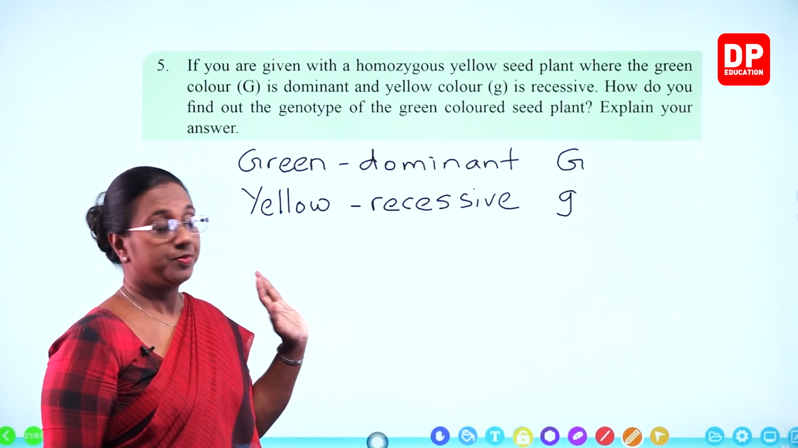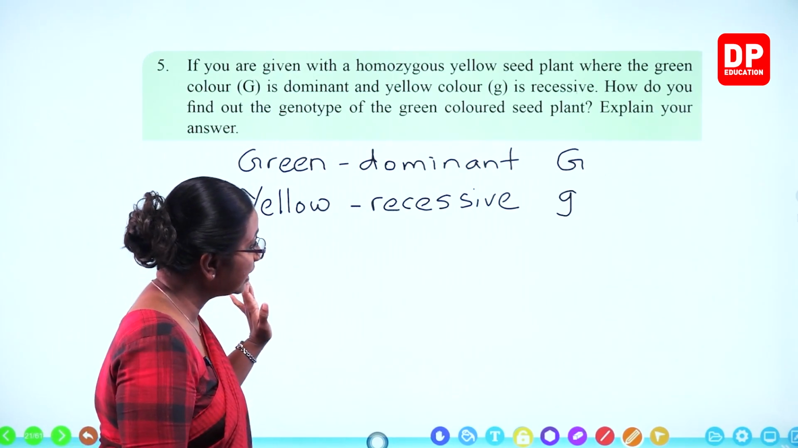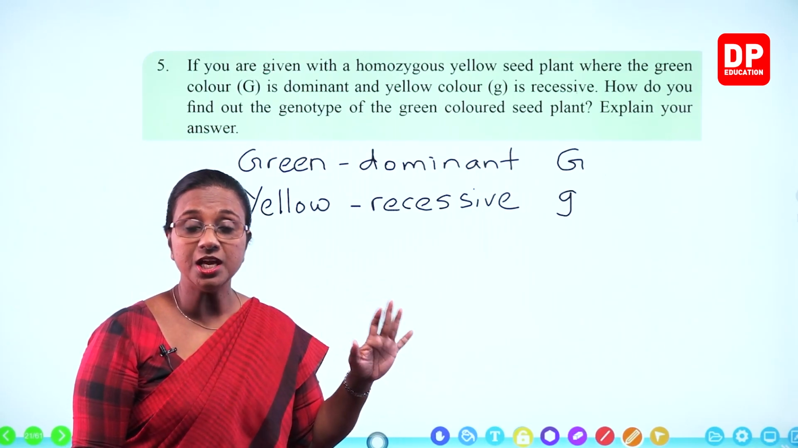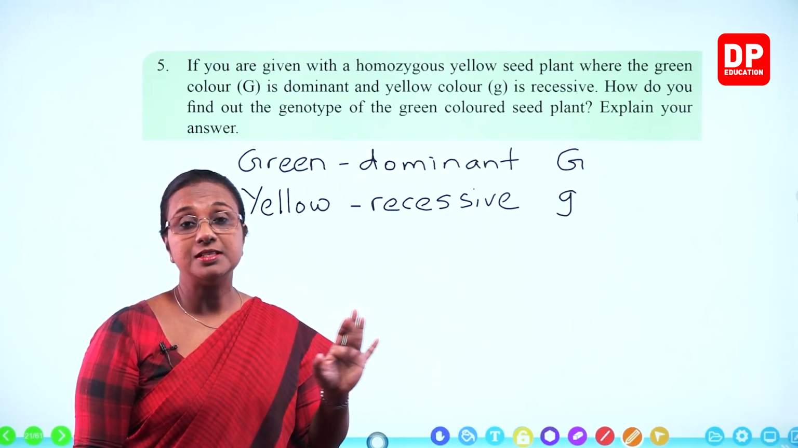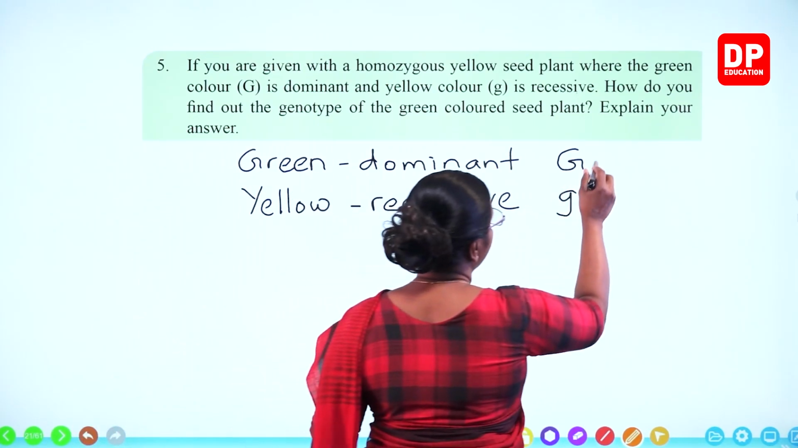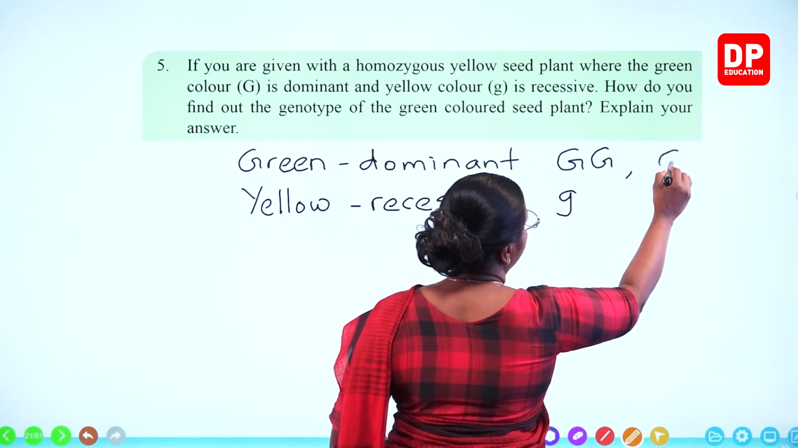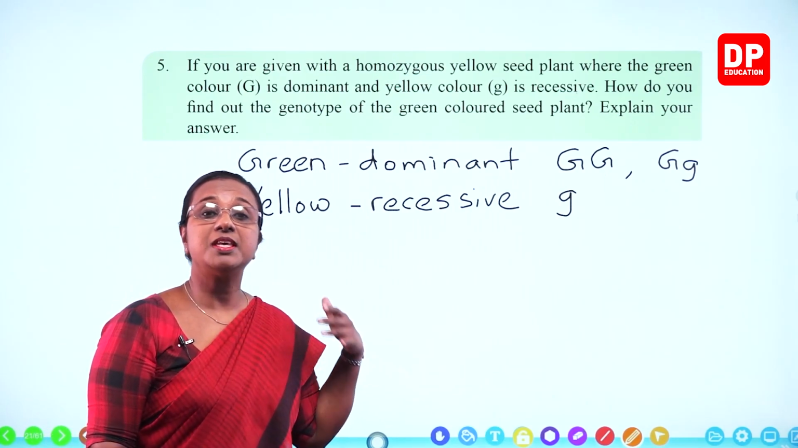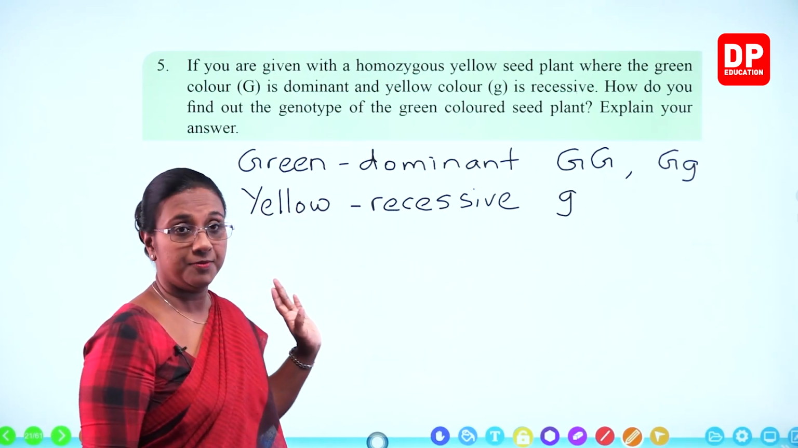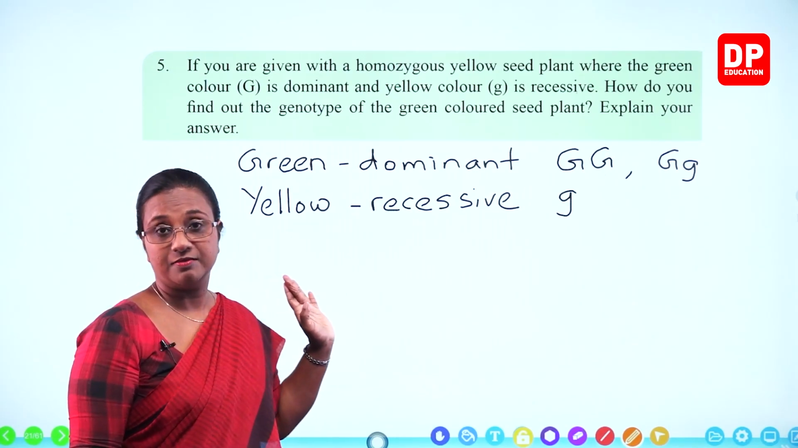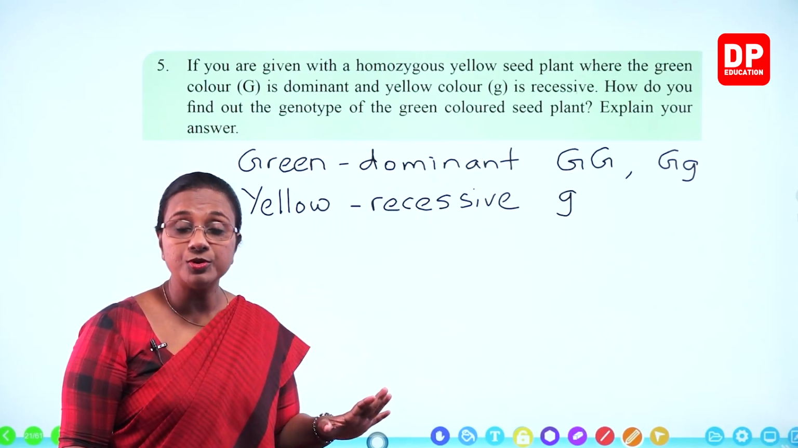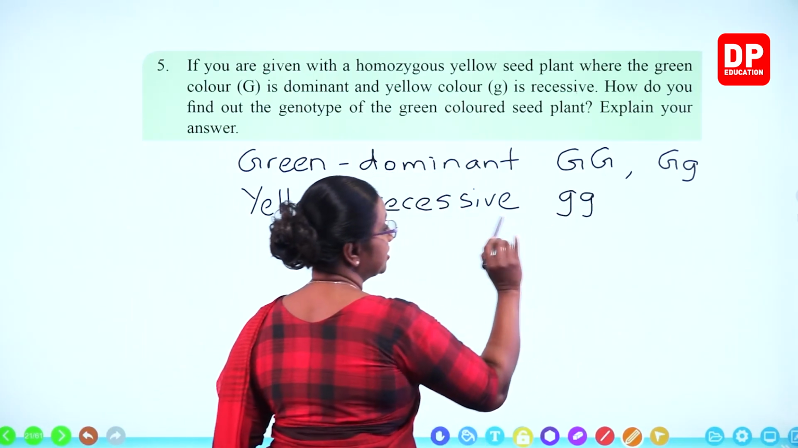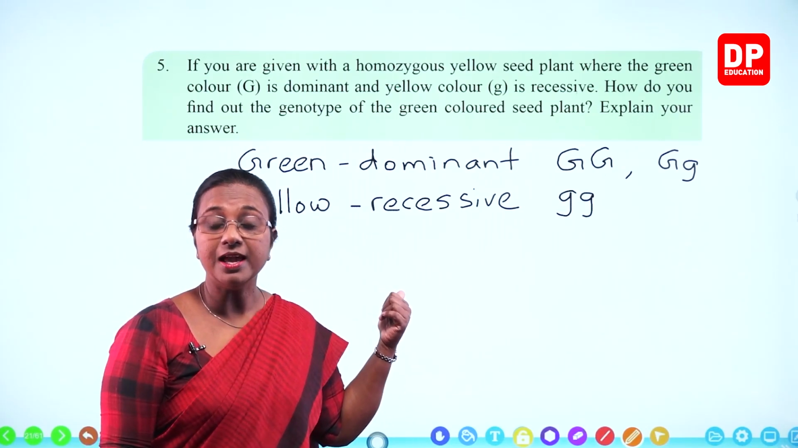Explain your answer. So since green is dominant, it can be either homozygous, that is capital G capital G, or heterozygous, capital G, simple G. So green color dominant can be either this or this particular genotype. Both genotypes give rise to the same phenotype, green color. But since yellow is recessive, it is only in the homozygous recessive condition, that is simple G simple G, that the yellow color will be expressed.